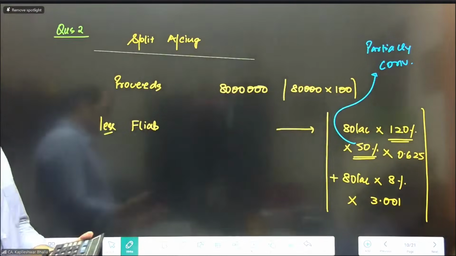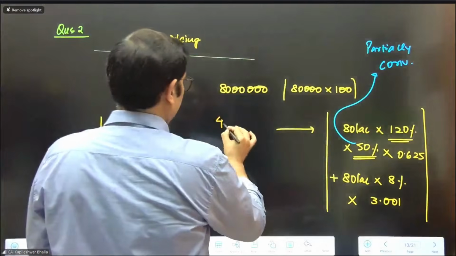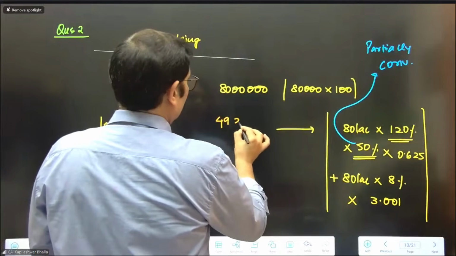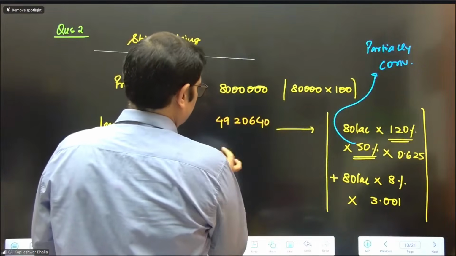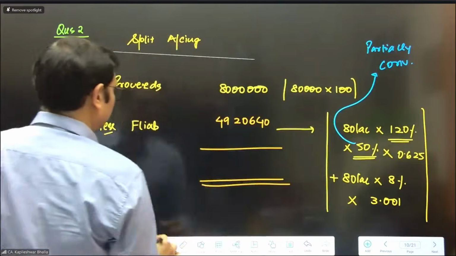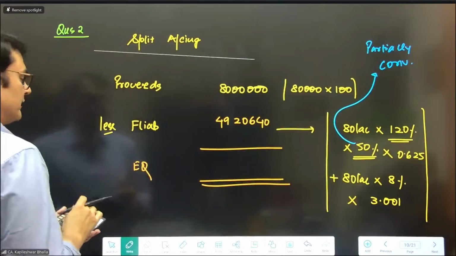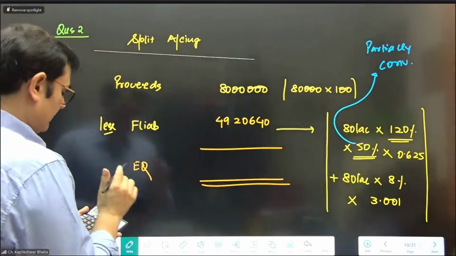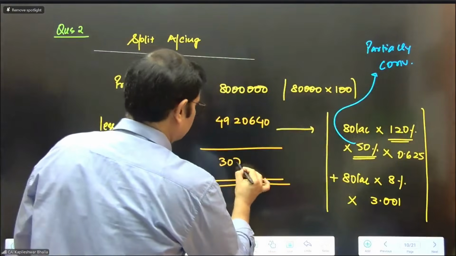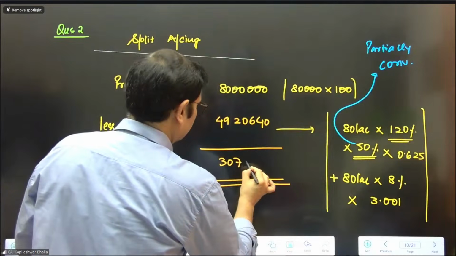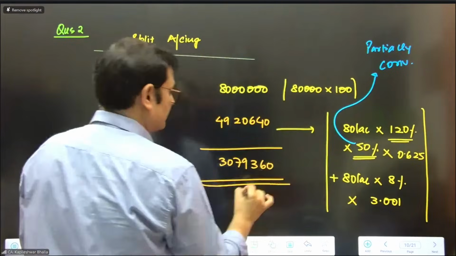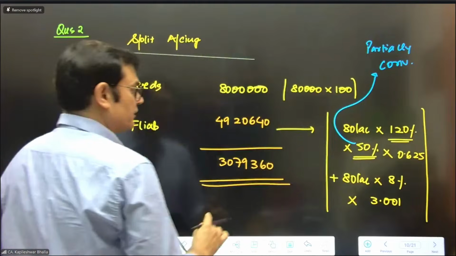I guess it comes to 49 lakhs 20,640. So we get the balancing figure, that is equity. That's, I think, 30 lakhs 79,360. That becomes the equity element.